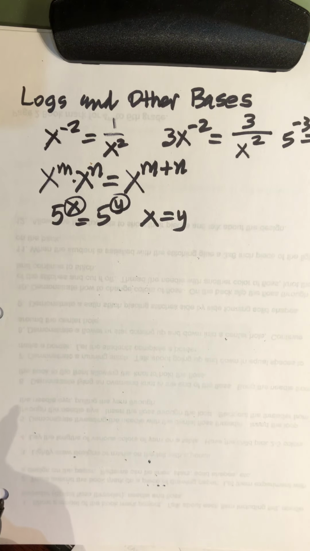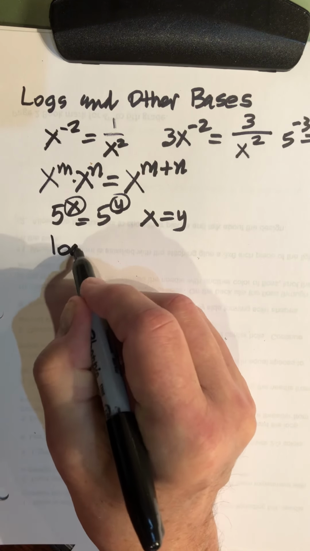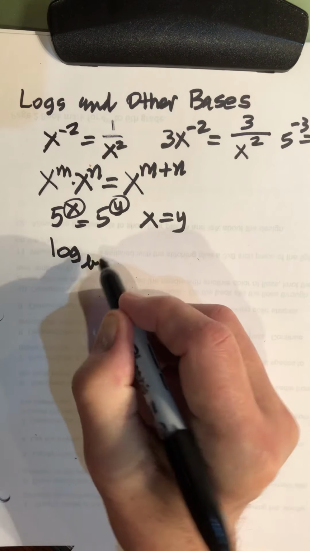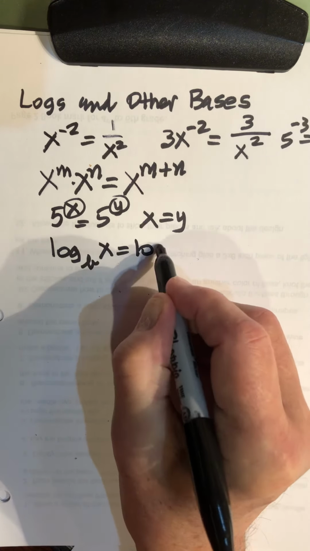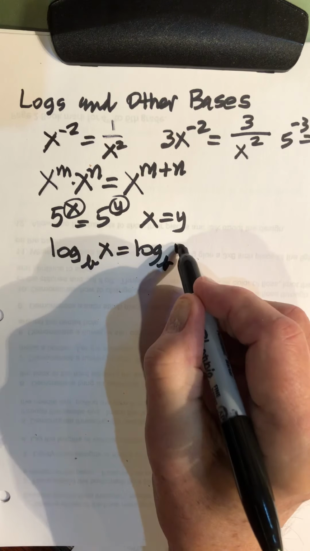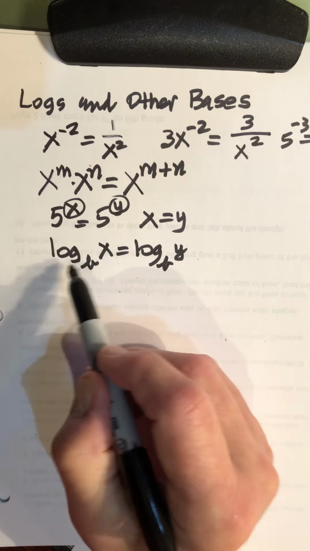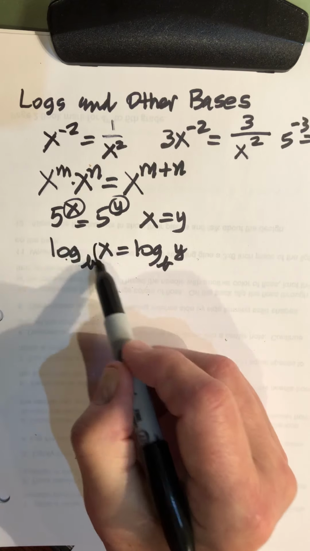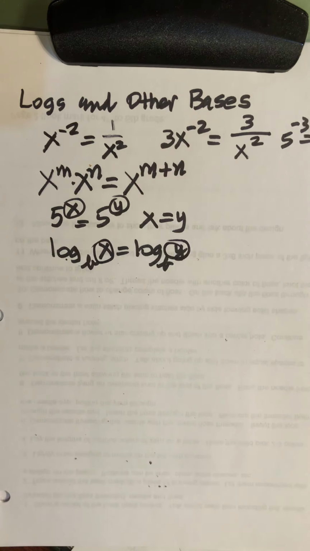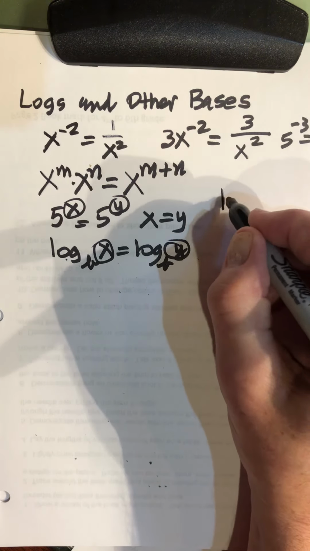Okay? Well, the same thing is true with logs. If you have log base b of x, then it's going to equal log base b of y. If that's true, because this says these two things are equal, and these are both logs to the same base, then again, x has to equal y. You follow?